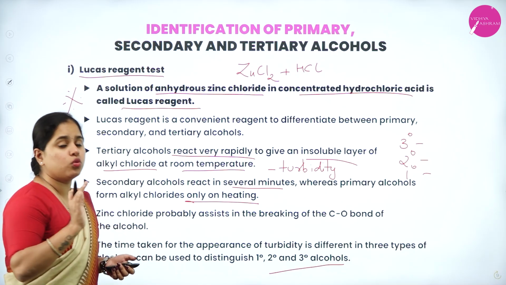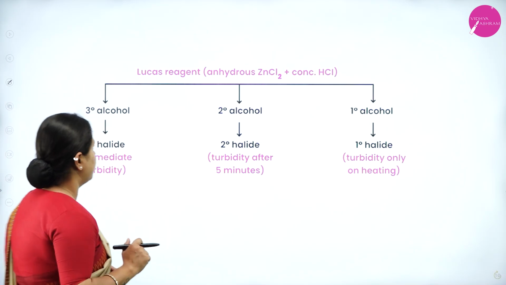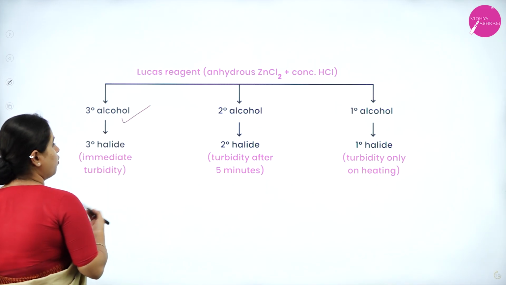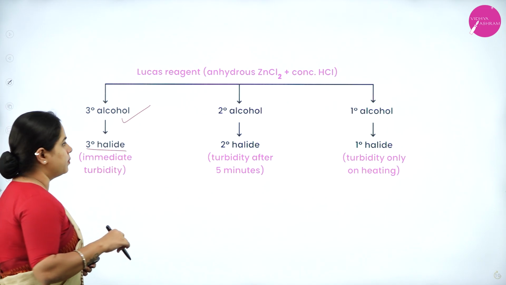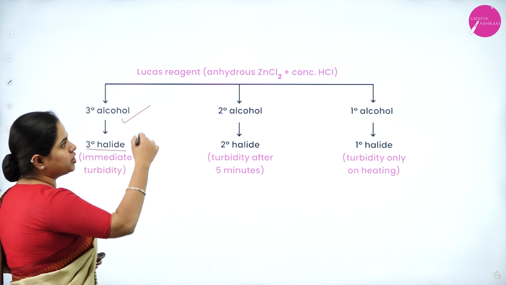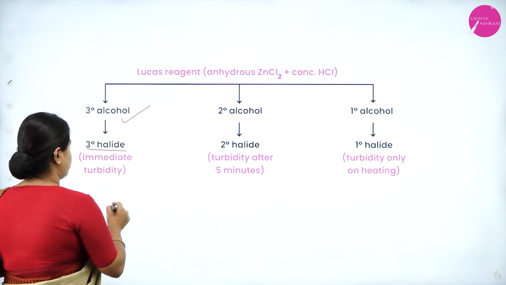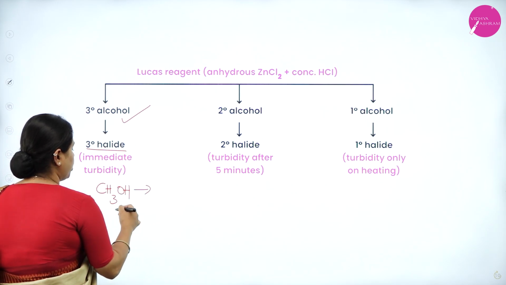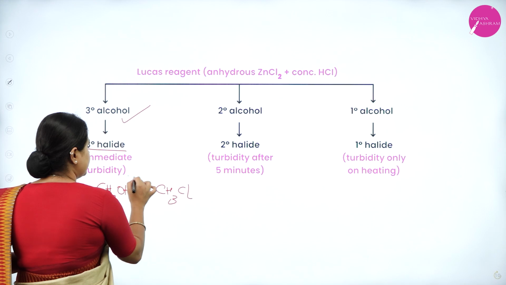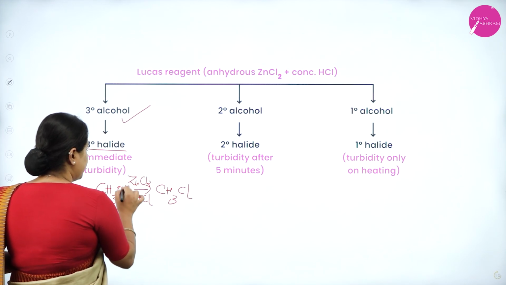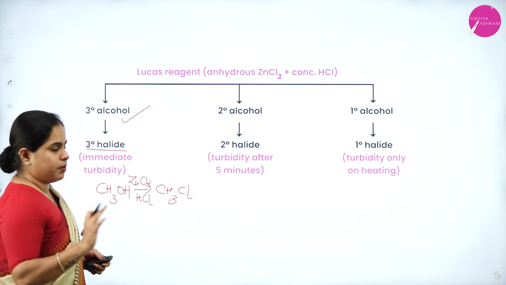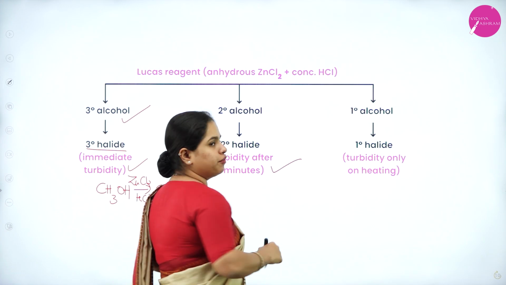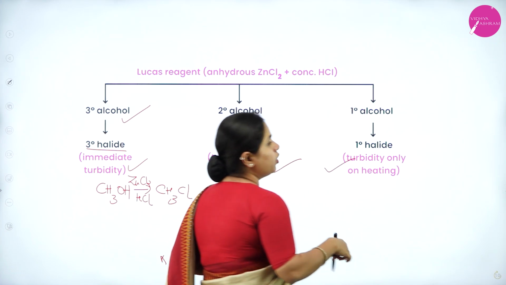So this test, and what Lucas reagent is, is also very, very important. So Lucas reagent, that is anhydrous zinc chloride and concentrated HCl. If it is a tertiary alcohol, what will be formed? A tertiary halide will be formed, right? Tertiary halide means what? Instead of OH, you are going to get chloride substituted. For example, if I take methanol and add zinc chloride and concentrated HCl, what you are going to get is CH3Cl. Instead of OH, Cl will be substituted. So that is what is being formed. Tertiary halide, immediate turbidity. Secondary alcohol, turbidity after 5 minutes. And if it is primary, turbidity only on heating.